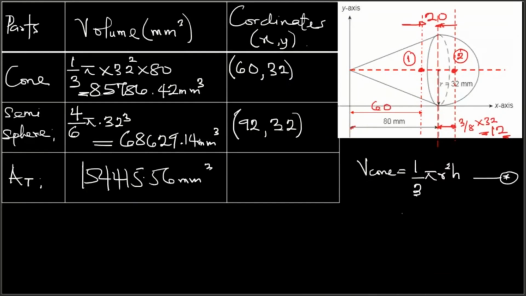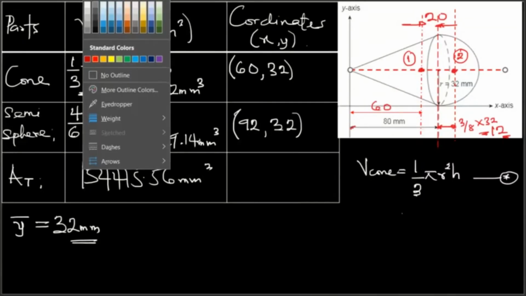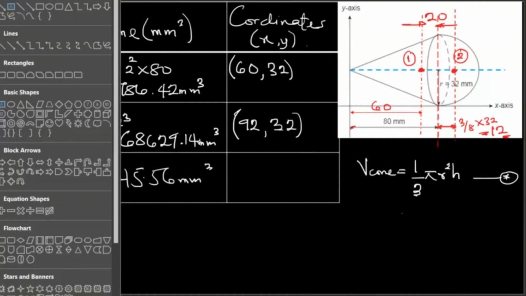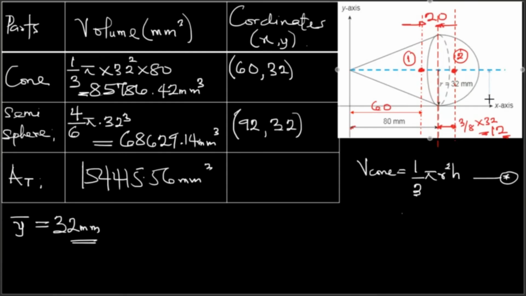So our y bar, guys, is automatically equal to 32 millimeters. You can see we have a straight line that passes through. If you see that broken line there that passes through the center, let me change the color. So that distance there is 32. You measure to the center, so that distance there is 32.